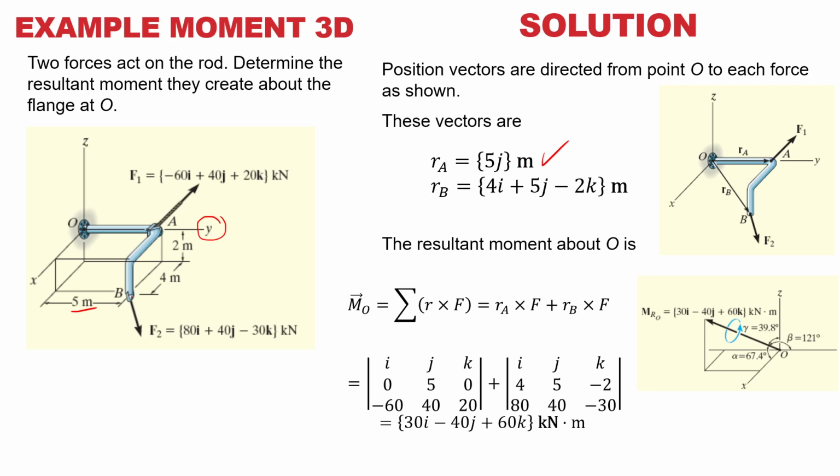RB, location B, is here: positive 4I, 4 meter, and 5J, 5 on Y. And Z is below, so it is negative. That's easy. So what does RA come to, and RB? Then find the summation of moment: RA cross F, settle this one, plus RB cross F. So IJK, IJK. Then you get the answer.